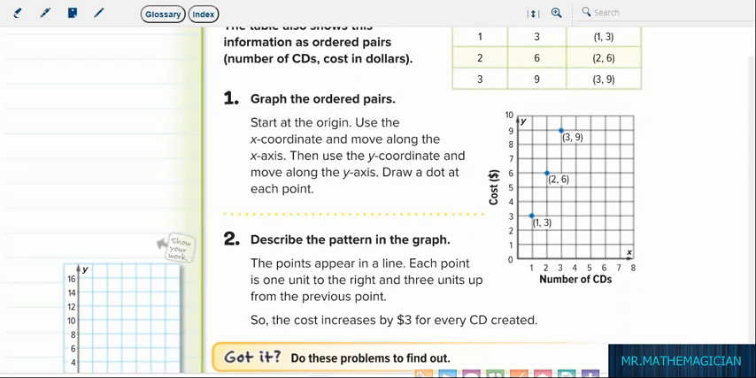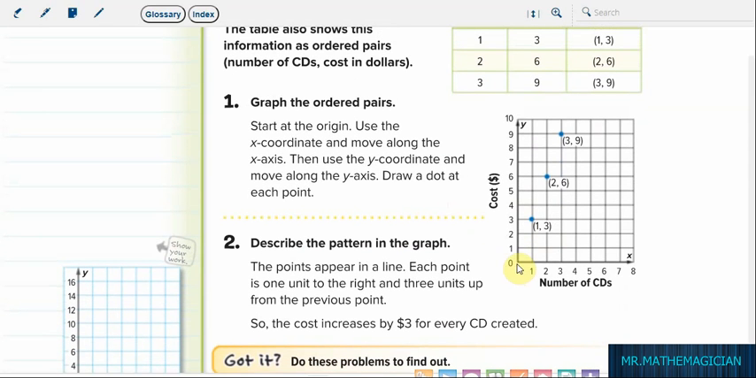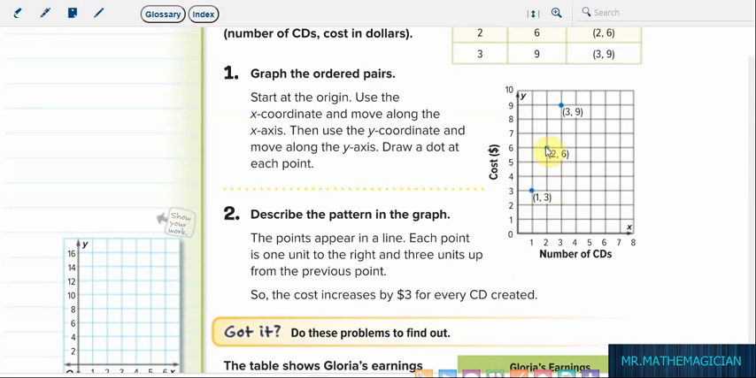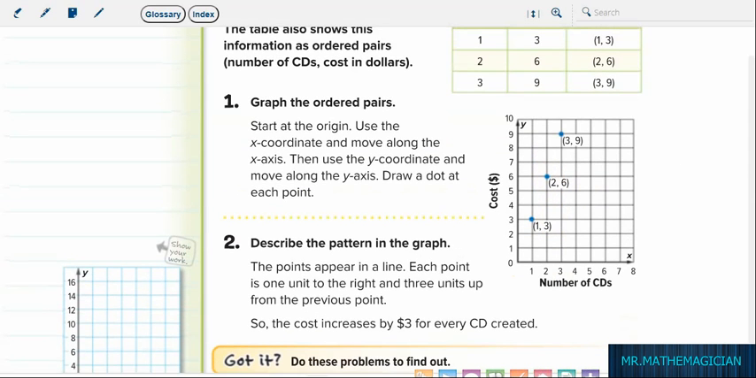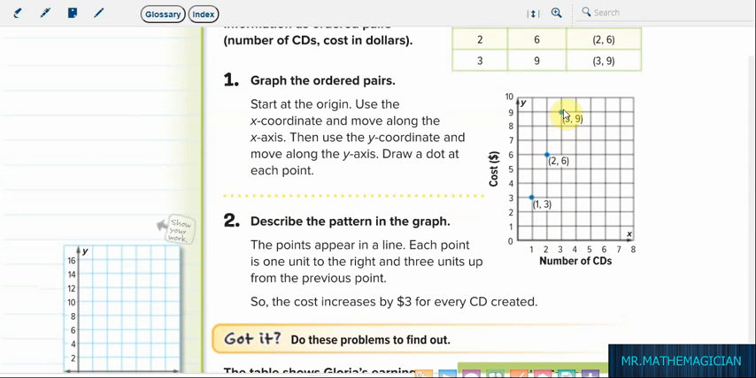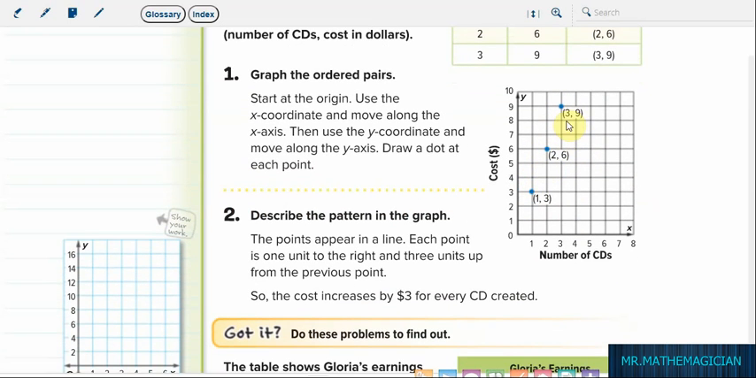Now let's graph. 1 and 3. This is our start, the origin. We move 1 unit on the x-axis, then 3 units along the y-axis, then we plot 1 and 3. Again, the ordered pair 2 and 6. We move 2 units along the x-axis, 6 units along the y-axis, and we put the point 2 and 6. Now, 3 and 9. We move 3 along the x-axis up to 9 along the y-axis, and we plot a point. So we have now 3 points, 1 and 3, 2 and 6, 3 and 9.